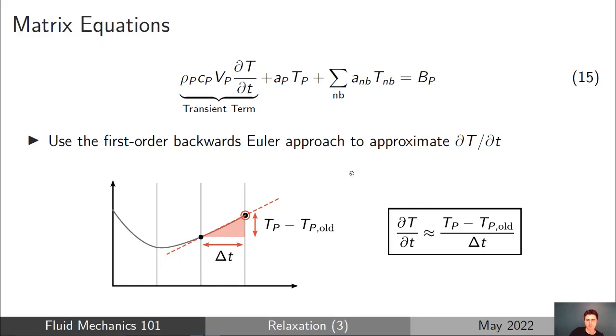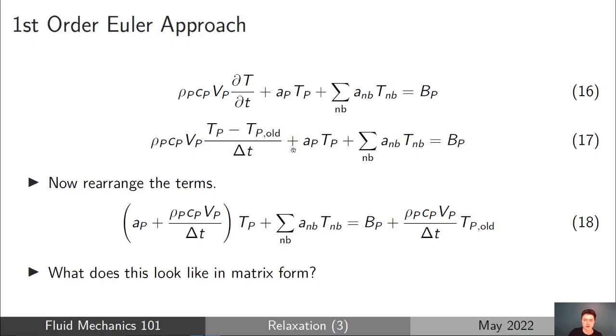So let's replace that temperature gradient with the first order Euler scheme. We do that to get from equation 16 to equation 17. And now what we're going to do is just rearrange the terms. So I'm going to collect the terms that are multiplied by TP together, and then I'm going to move the terms that involve TP old and put them on the other side of the equation.